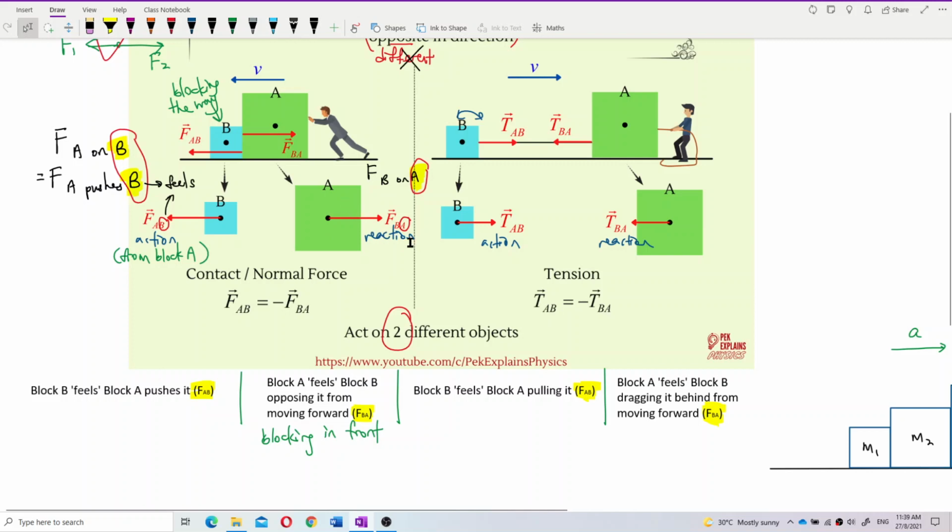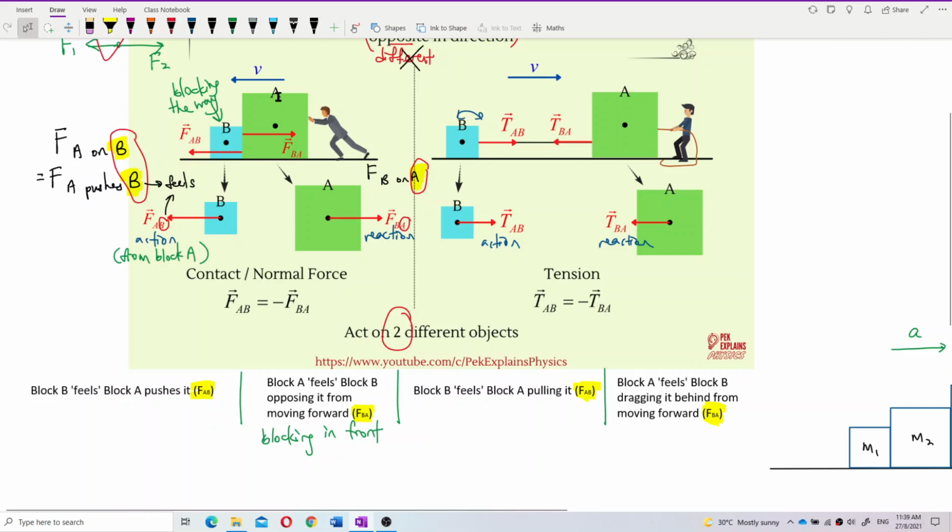Understand? So this FBA actually comes from block B, because block A feels like block B is blocking the way. Without block B, A can move forward much easier.